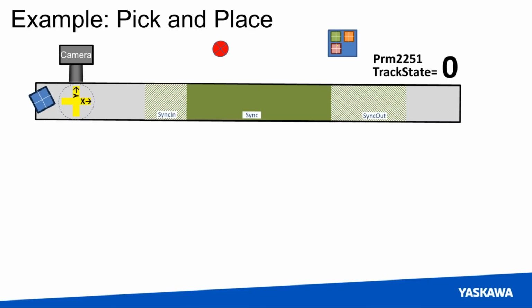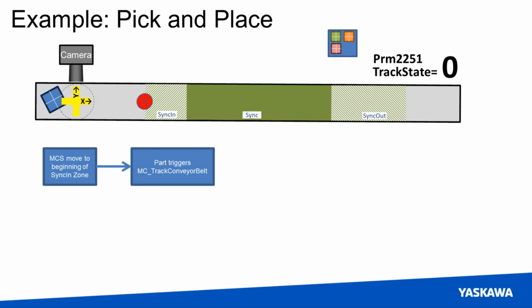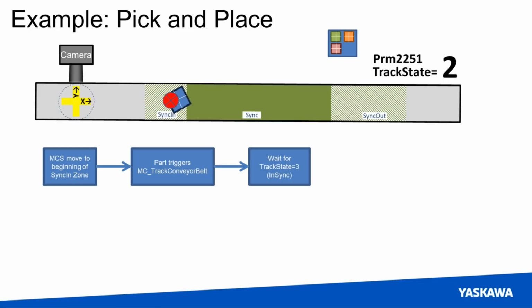So, in order to do this, the first thing we want to do is do an MCS move to move our tool, our TCP. Do you remember what that stands for? Tool center point. Move our TCP to the beginning of the synchronization zone. And as the part comes down, we trigger our track conveyor belt. We again wait for the synchronization to occur. This is exactly the same as before.